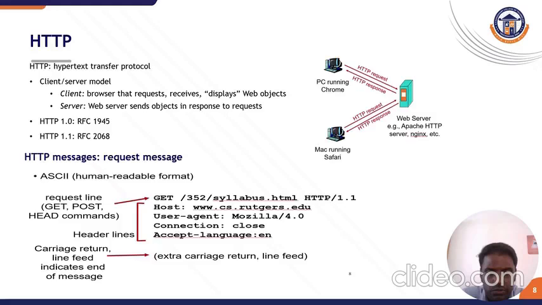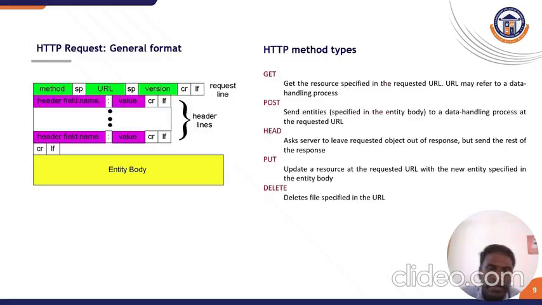we have to understand. So the HTTP request general format is shared here. This is the header, and it has the following types of methods. GET: get the resource specified in the requested URL. The URL may refer to a data handling process. POST: send the entities to a data handling process, that is, a response to a message. HEAD: head asks the server to leave the requested object out of the response but send the rest of the response.